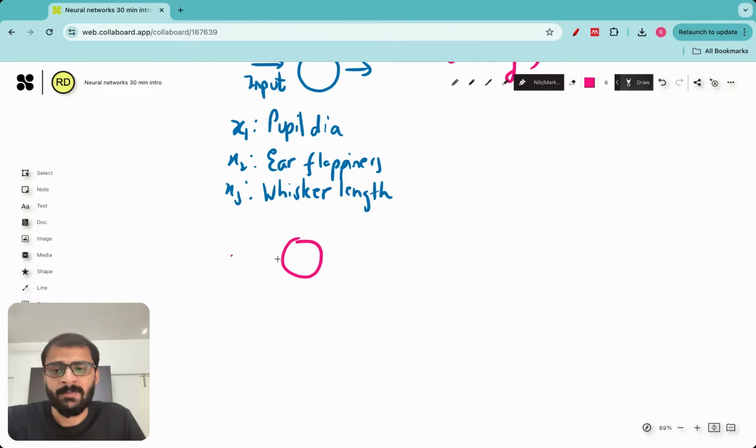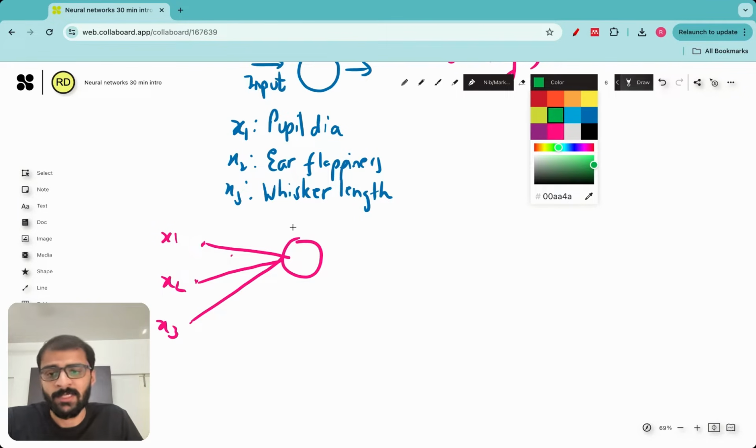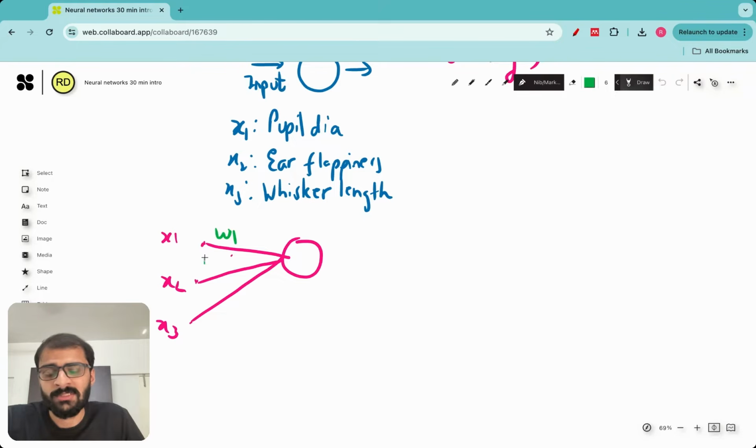So, as I mentioned, the neuron, let's say there are three inputs which are there: x1, x2, and x3. These will be the three inputs to the neuron. So, this neuron has three inputs, and every input will have a weight associated with it. So, this is called W1, this is called W2, and this is called W3.